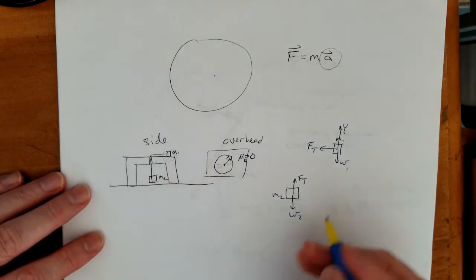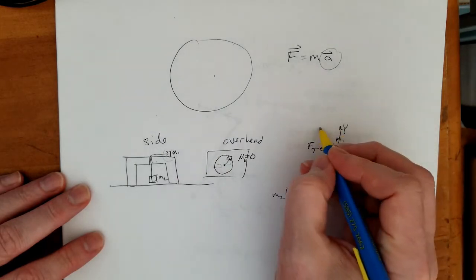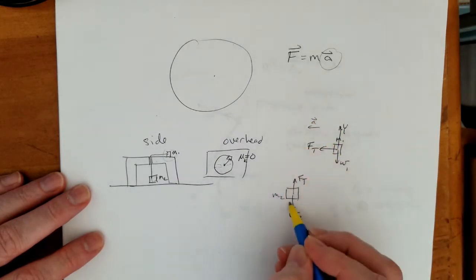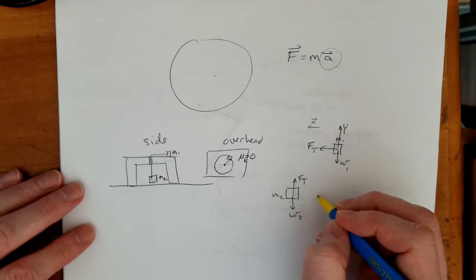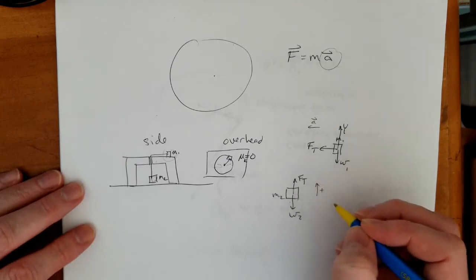So when I do my equations of motion for this one, my acceleration is in that direction. Here, there is no acceleration, so it doesn't really matter which way I make positive, so I'm just going to make up positive.